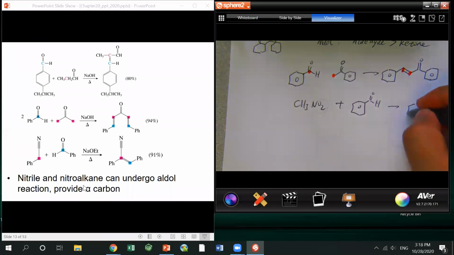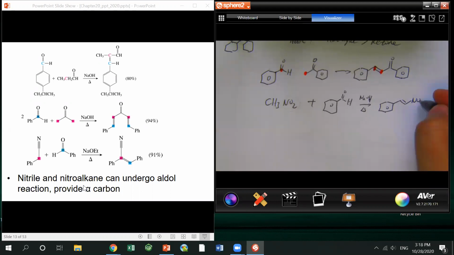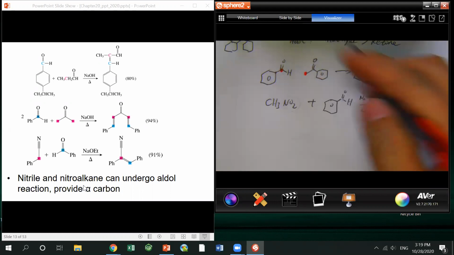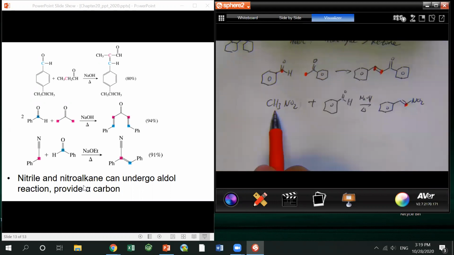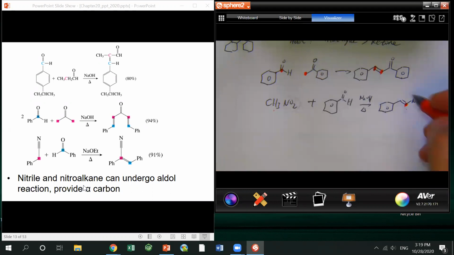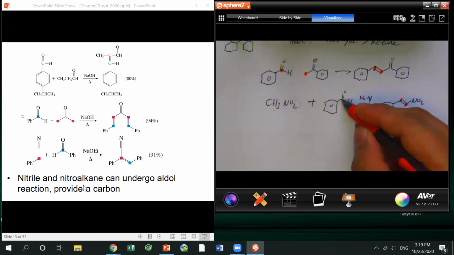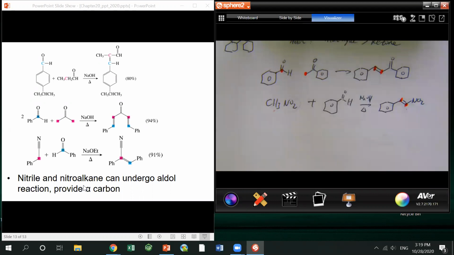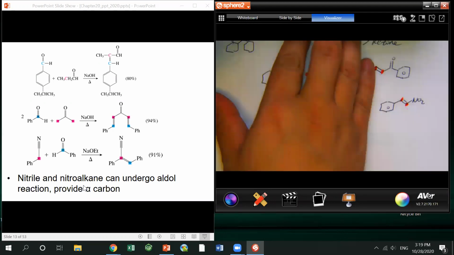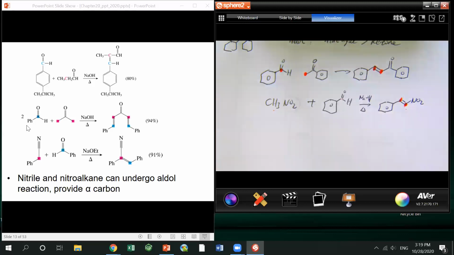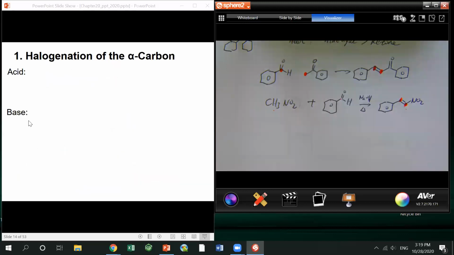Once the reaction is done, with OH and heat, that's the final product. That's the methyl group, which goes here, and the carbonyl group goes to this carbon. But this is less common. Normally, in exams and quizzes, I only test you on aldehyde and ketone for the Aldol reaction. So we're done with the Aldol reactions.